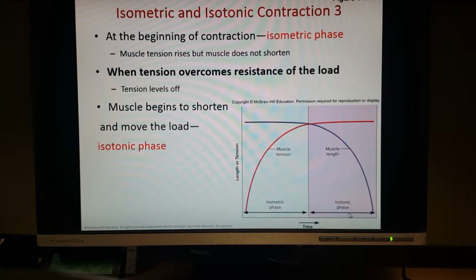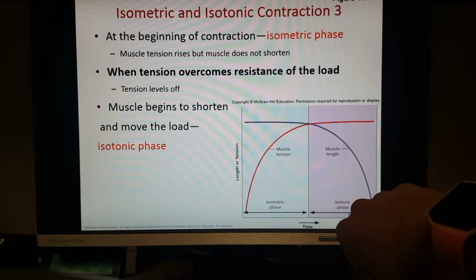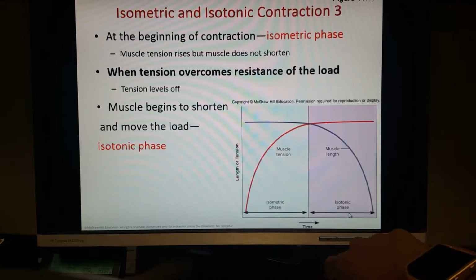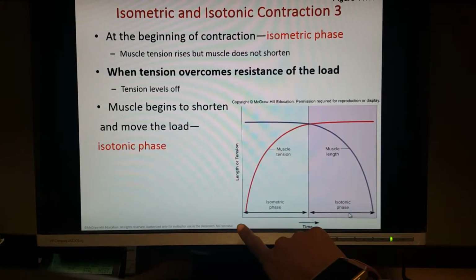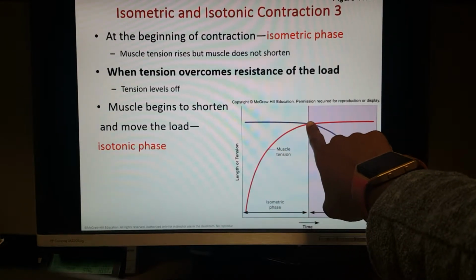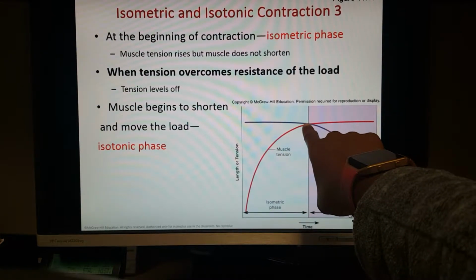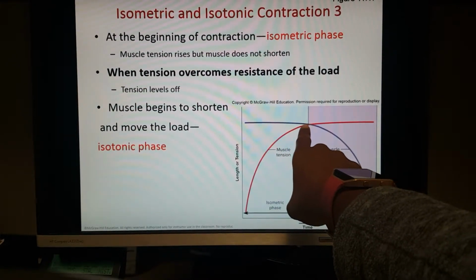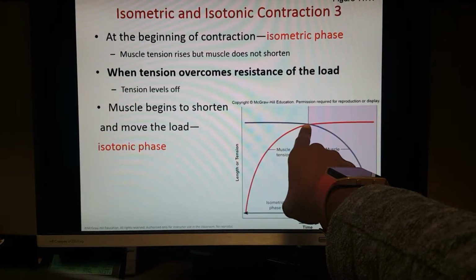Once your tension overcomes the resistance of the load, so holding up that dumbbell, then your tension levels level off, and then there's a change in your muscle tension. So for example, here over time we have an isometric phase where there's still tension, still building tension, until you get to the point of being able to shorten your muscle. So you've got to the point of being at full muscle tension, so you're not changing your muscle tension.